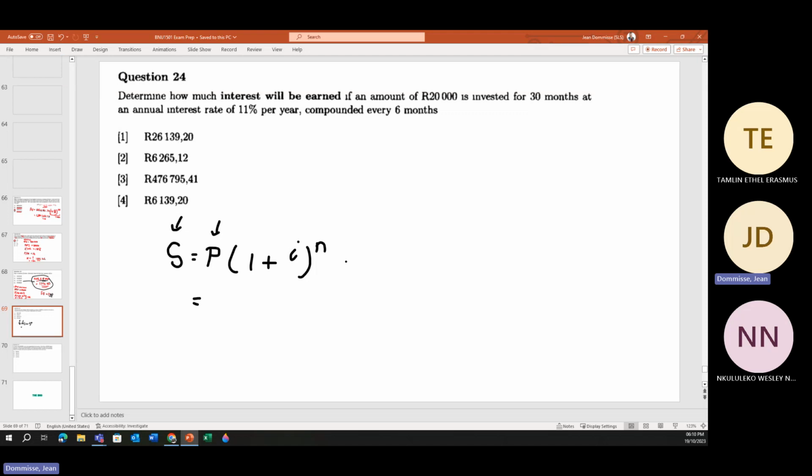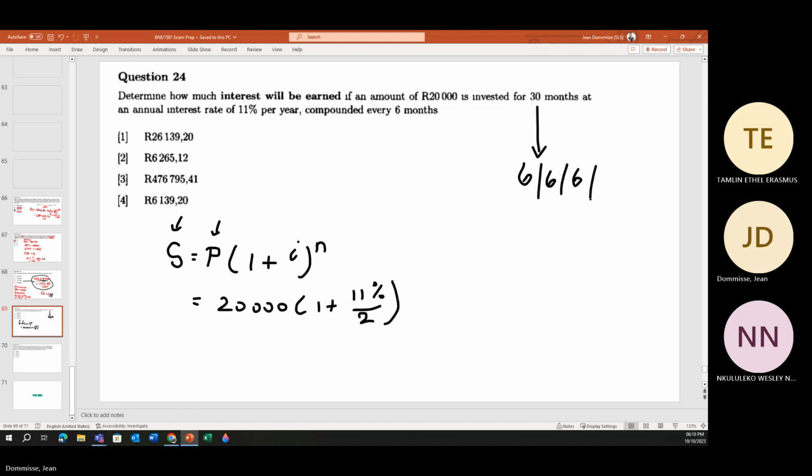Okay, so we know that 20,000 is invested. They tell us it is invested at 11%, compounded every 6 months. So every 6 months is twice a year. And then invested for a period of 30 months. So 30 months, if we look at how many periods of six that is, it's basically five periods of six.